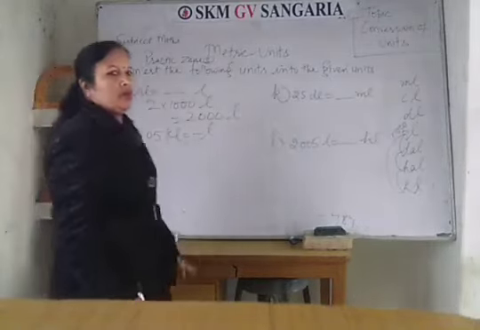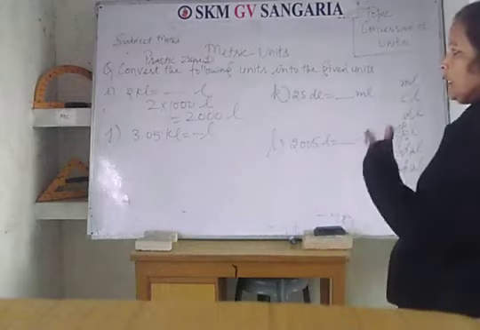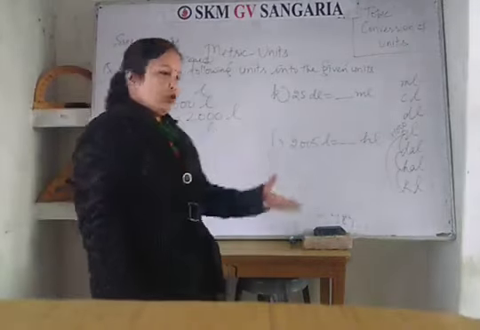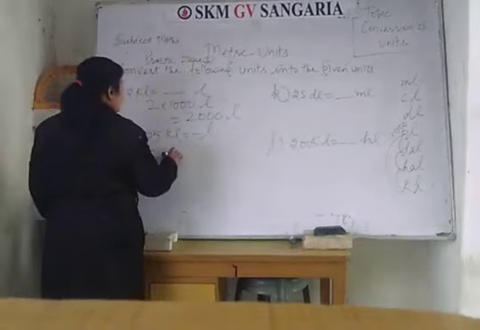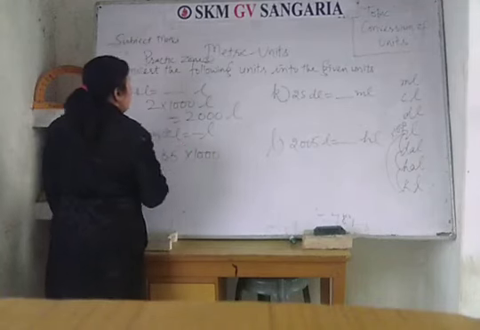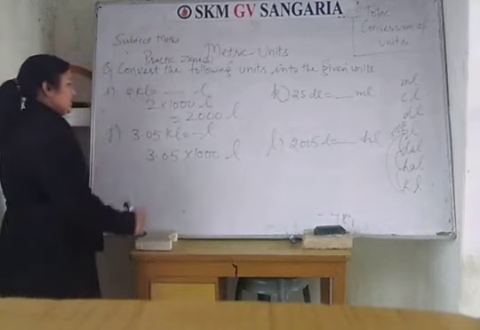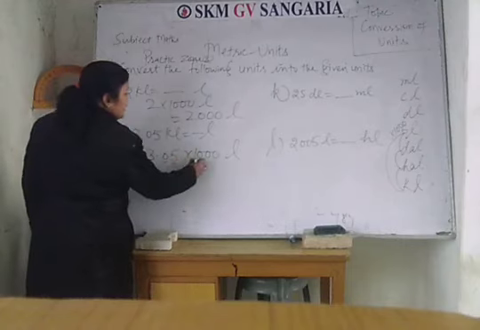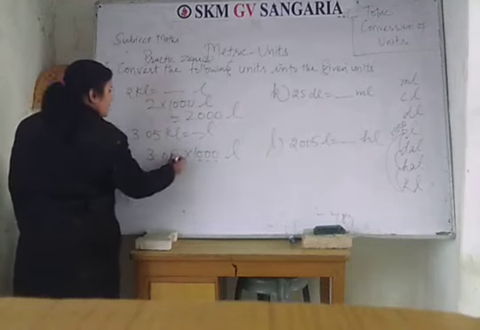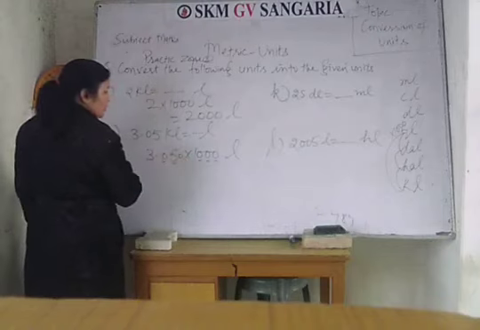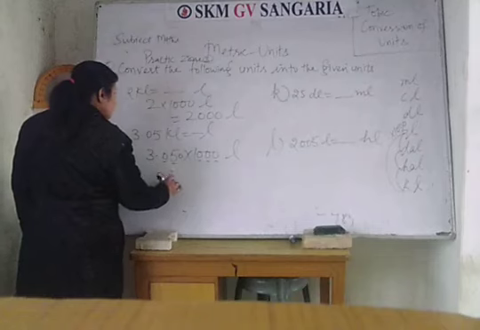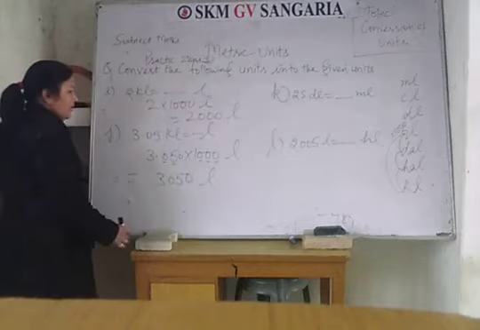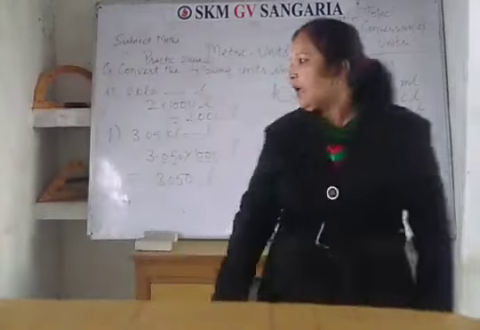Then 3.05 kiloliters to be converted into liters. Kiloliter is greater than liter, so when a bigger unit is converted into a smaller unit, we multiply. 3.05 will be multiplied by 1000 and the unit will be converted into liters. There are only two digits after the decimal and 3 zeros, so we need one more zero. It will become 3050 liters. When multiplying, the decimal is removed.